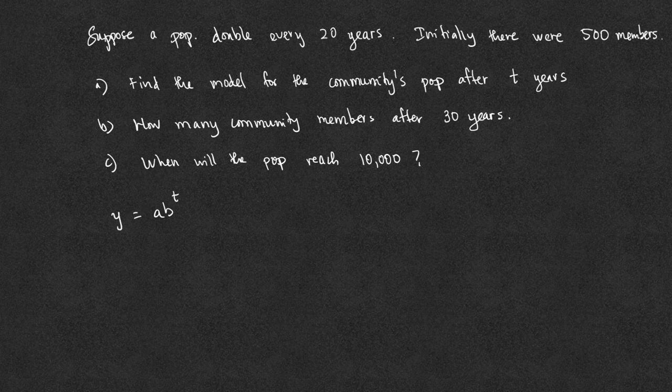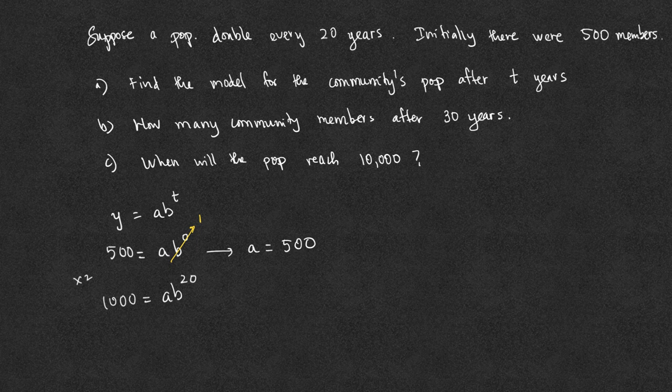We were told that initially, meaning when t is 0, the population is 500. We were also told that it doubles, meaning that if we start with 500, double 500 gives us 1,000. That happens at t equals 20, and so the population doubles when t goes from 0 to 20. From the first equation, we have a equals 500, which is the initial value.